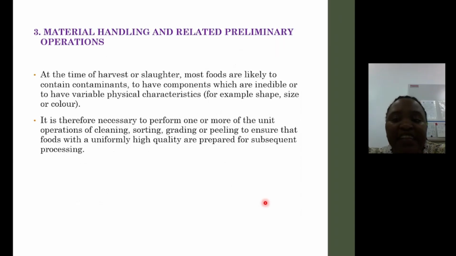Material handling and related preliminary operations. At the time of harvest or slaughter, most foods are likely to contain some contaminants, to have components which are inedible, or to have variable physical characteristics, for example, shape, color, and sizes. It is therefore necessary to perform one or more of the unit operations such as cleaning, sorting, grading, and peeling to ensure that foods of uniformly high quality are prepared for subsequent processing. This is what we call material handling and preliminary operations.